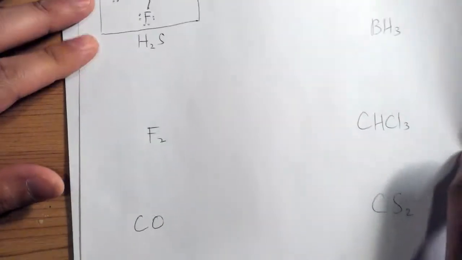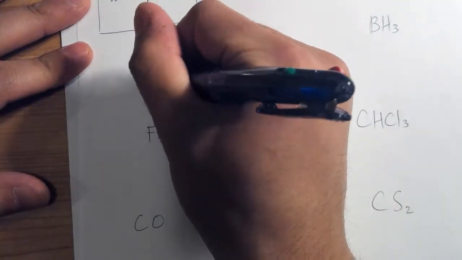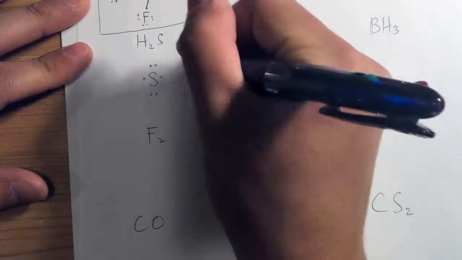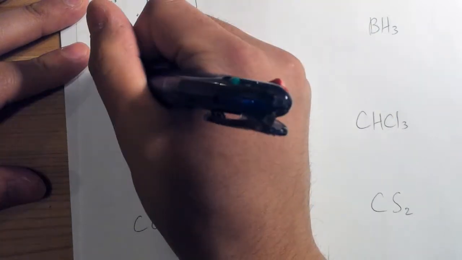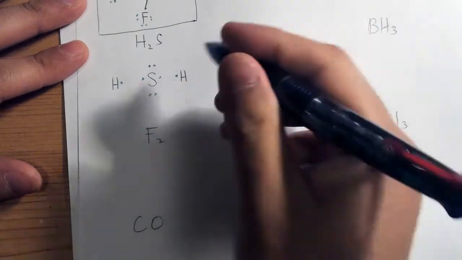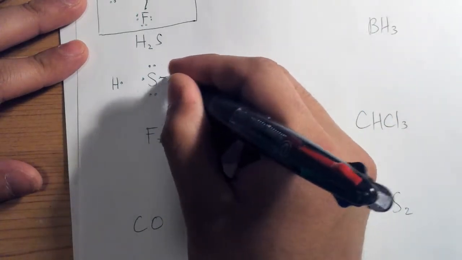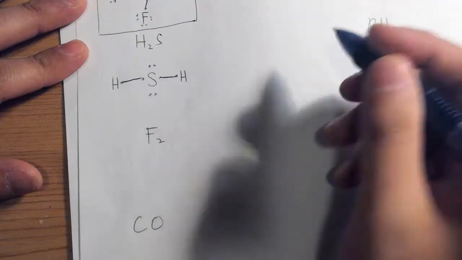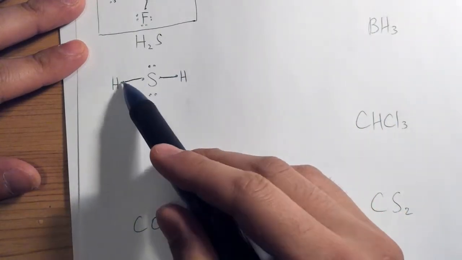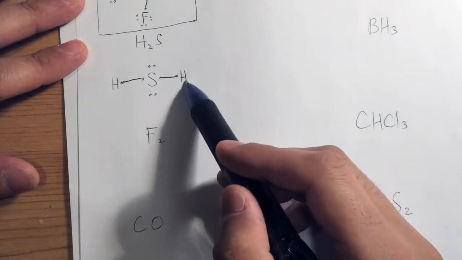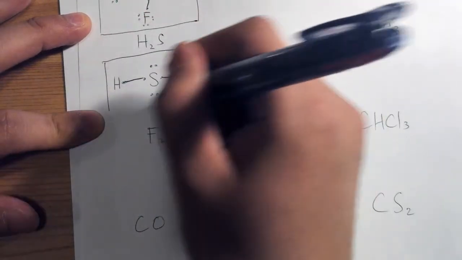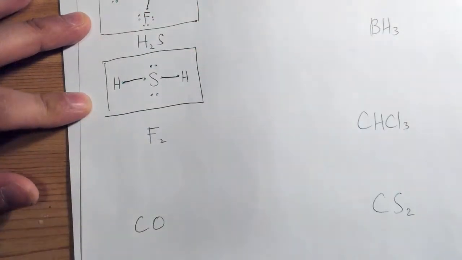Next is H2S. S has 6 valence electrons, and H has 1 valence electron. Remember, for H, the maximum number of valence electrons it can have is 2. So we're going to connect these single electrons together and see if it fulfills the octet rule. S has 1, 2, 3, 4, 5, 6, 7, 8 valence electrons. Hydrogen has 1, 2. Perfect. So this fulfills the Lewis dot structure.